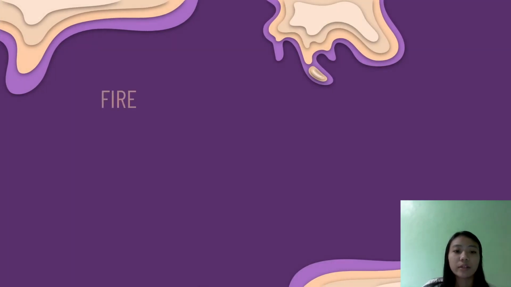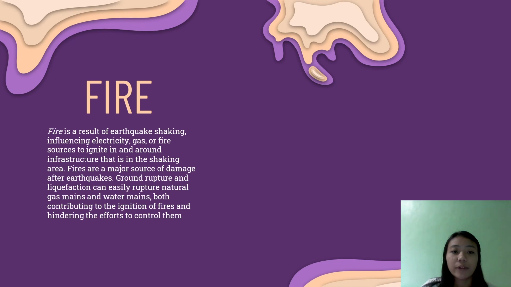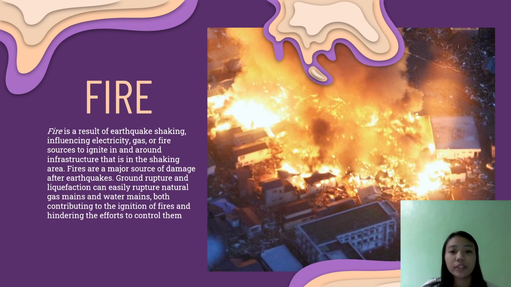And the next secondary effect is fire. Fire is a result of earthquake shaking causing electricity, gas, or fire sources to ignite in and around infrastructure that is in a shaking area. Fires are a major source of damage after earthquakes. Ground rupture and leaky connections can easily rupture natural gas mains and water mains, both contributing to ignition of fires and hindering the effort to control them.